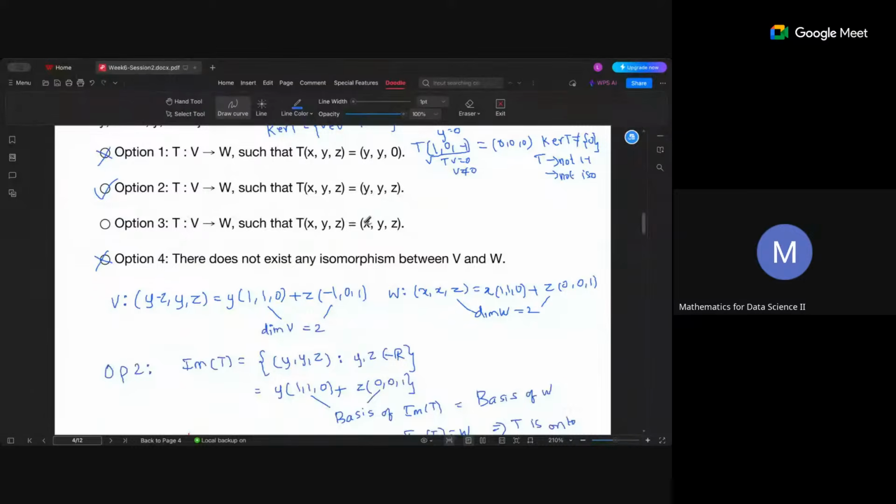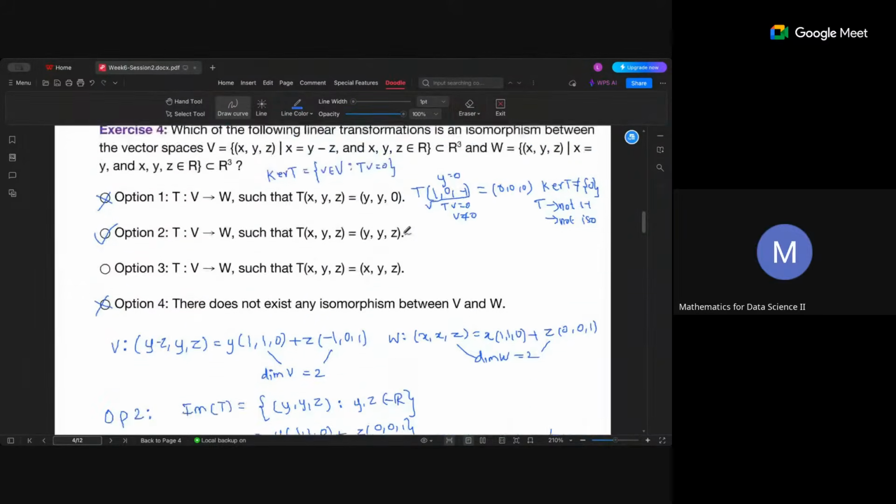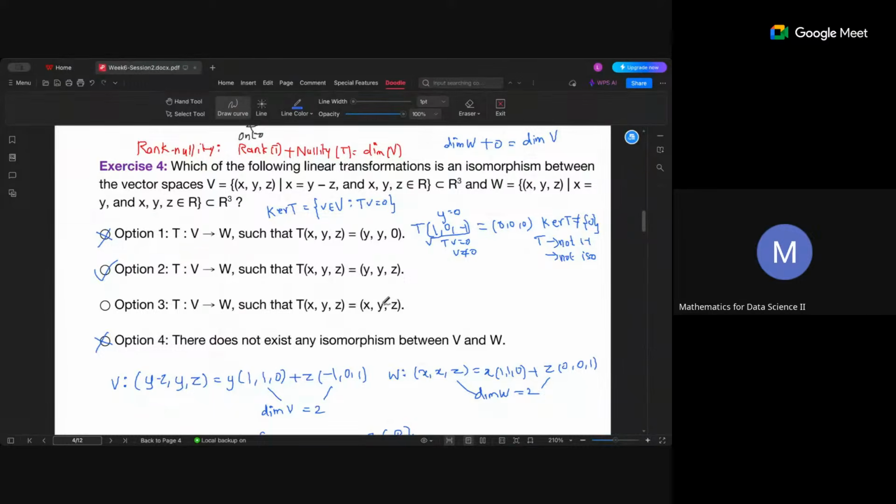All right, now option 3. What is this transformation exactly? Can anyone say? Such a transformation is called the identity transformation, right? X going to X, Y going to Y, Z going to Z. So now if it is an identity transformation, both the domain and codomain should actually be same, right? So first of all, in that case, can this element X comma Y comma Z belong to W?